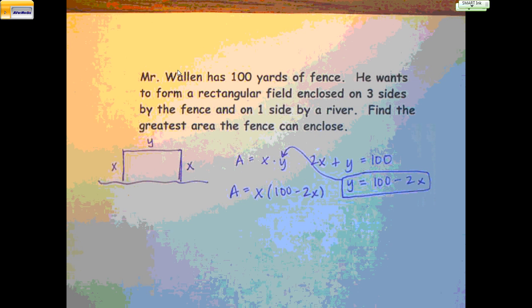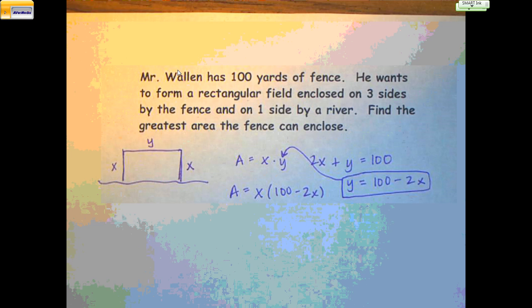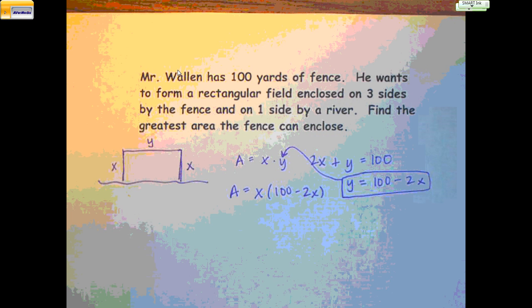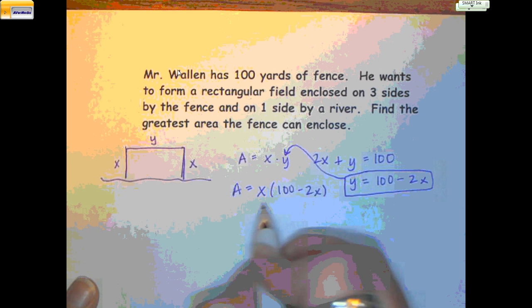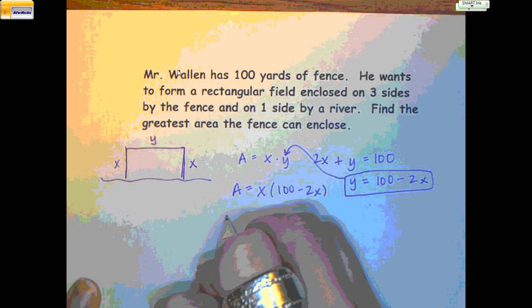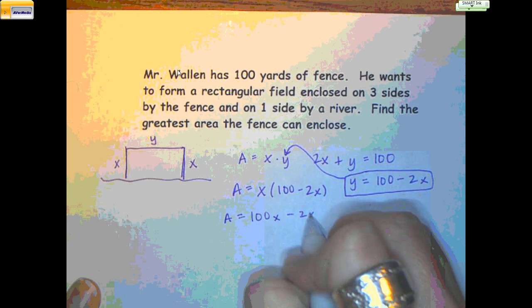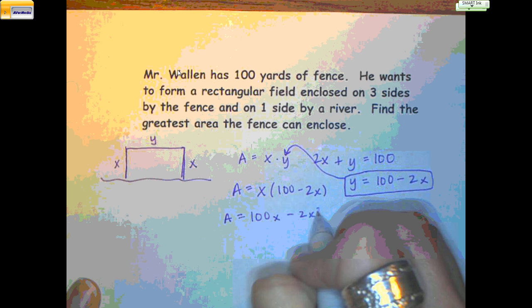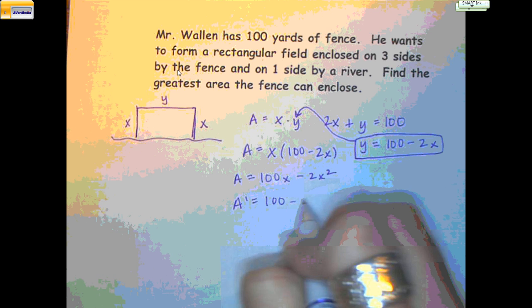Now it's asking about the greatest area, the maximum area that fence can enclose. When you're looking for local maxes or local mins, what do we use to do that? First derivative test, right? Which means we need a derivative. I don't really want to do product rule on this because sometimes that takes more thought, so I'm going to distribute first. You don't have to, but I'm going to, so that I don't have to think so hard when I take the derivative. So that I have 100 minus 4x.